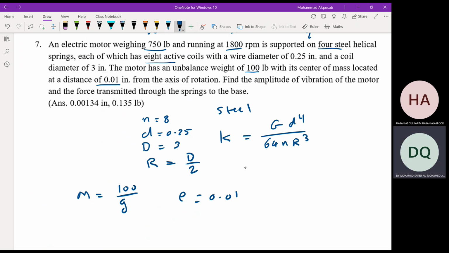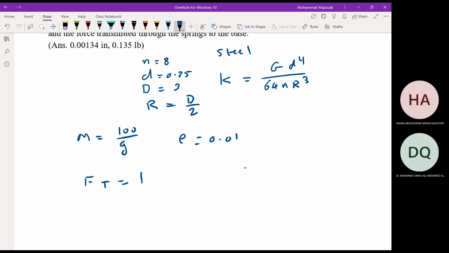Okay, you can take g in inches per second squared, so 386, and then you can calculate the amplitude of vibration from the same equation, equation number 6. This is an undamped system. After that, we also need to find the transmitted force through the springs. So it will be K equivalent times X. That will give us the transmitted force, because the only element separating the machine from the ground are the 4 springs.